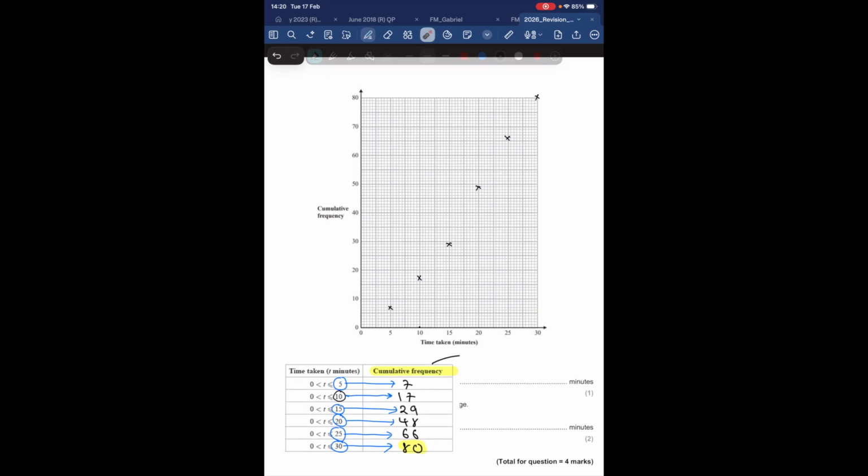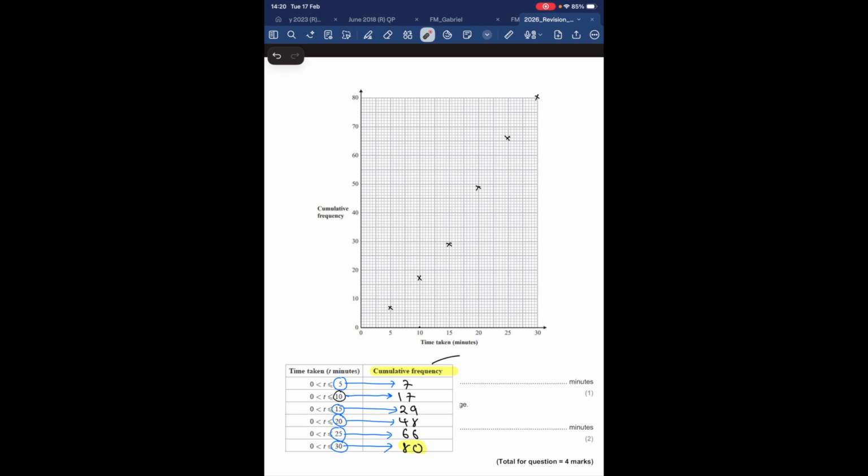So what we end up with are a series of points which, when we join them up together, we're going to get a kind of smooth curve. Now, because we don't have any values which are less than 0, we can take the curve down to the origin where it's 0, 0.